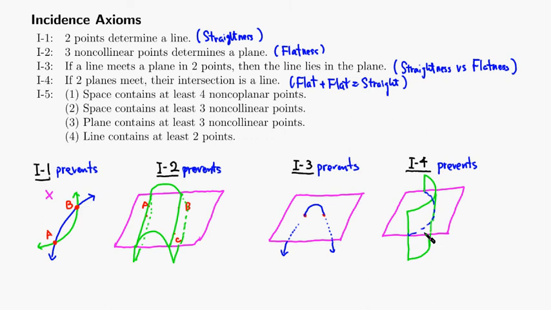All right, so those are the incidence axioms. All right, that's it. I hope that this was clear.